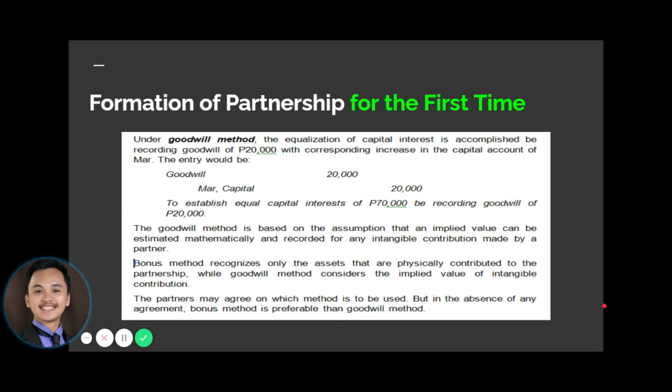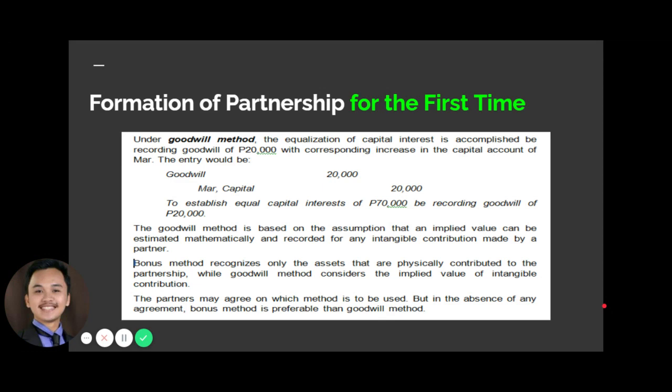So earlier, di ba, we have mentioned that there is a significant connection of Mar. So therefore, in this case, Mar will be given an additional 20,000 to its capital as if Mar has invested goodwill in the partnership. That is why under the goodwill method, there is an intangible asset being recognized in the partnership. So there is a recording of goodwill in lieu of that connection of Mar. In this case, the capital interest of Mar will now be 70,000 after the recording of goodwill. So after that, Dan and Mar will now have an equal balance of 70,000.